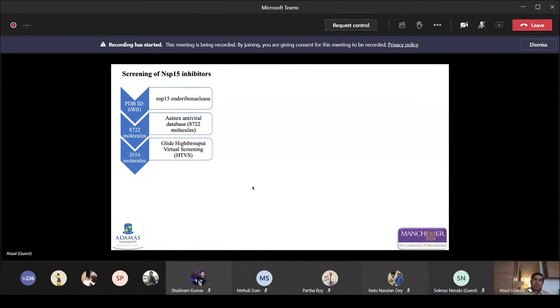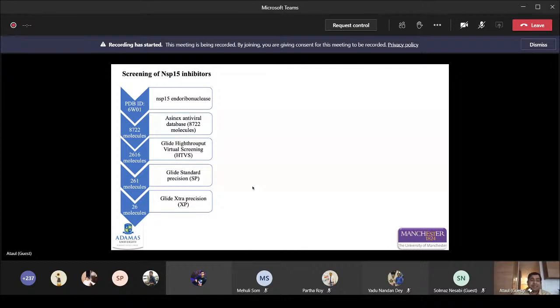Here there is a concept in the Schrödinger Glide module, that is the virtual screening workflow. This has 3 levels of docking: the HTVS, the high throughput virtual screening, then standard precision and extra precision. So we took 8,722 molecules for the HTVS molecular docking, and we applied a percentage cutoff for the best molecules, and we considered about 2,500 molecules. And then we went for the standard precision docking, and we considered the best 10% of the input compounds. So here we considered 261 molecules. And then finally we went for the extra precision, again with the best 10% of molecules considered, and we considered 26.